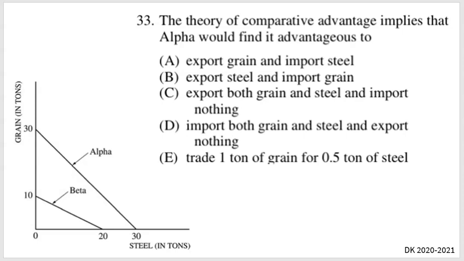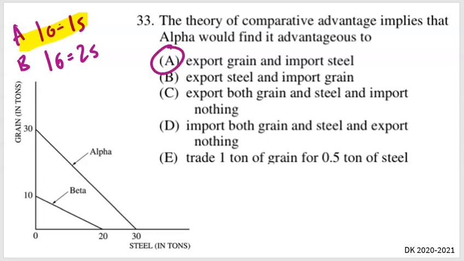It's saying, based on our per unit opportunity cost, who has the comparative advantage here? Well, we said for Alpha, they have 1 grain for 1 steel, and for Beta, they have 1 grain for 2 steel. So who has the comparative advantage here? Well, it's Alpha because they have the lower per unit opportunity cost here. If Alpha has the lower per unit opportunity cost in the production of grain, they should export the grain and solely produce grain and then trade for the steel.